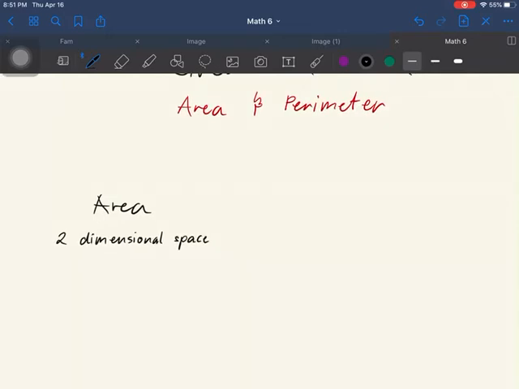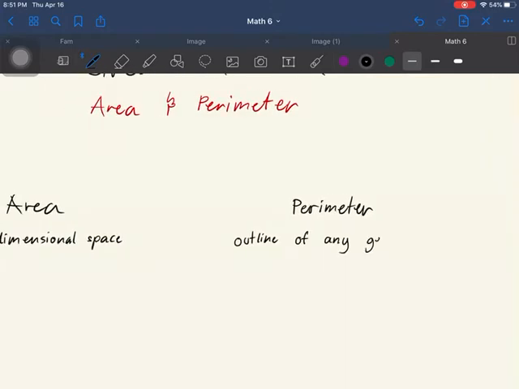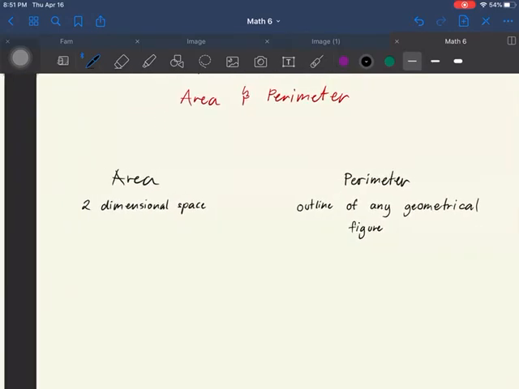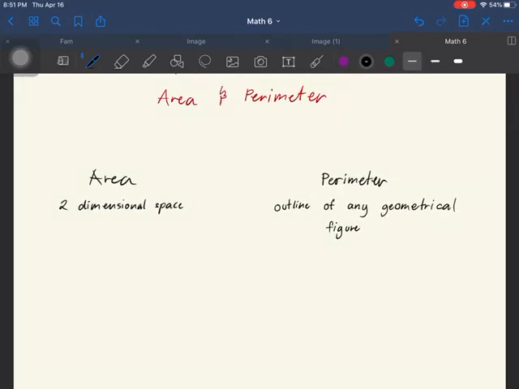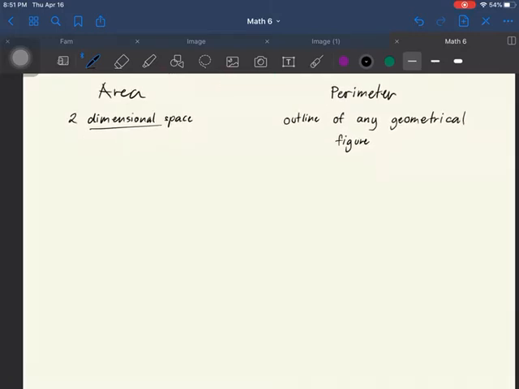Whereas perimeter, on the other hand, is the outline of any geometrical shape, geometrical figure. It's kind of one-dimensional when we talk of perimeter. It's just a single dimension. So let's first define what we mean by dimension.